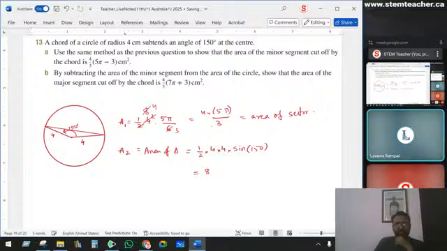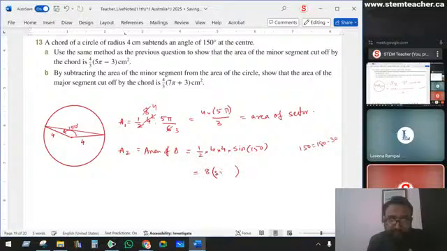What is sine 150? 150 is equal to 180 minus 30. And it is in the second quadrant. So in the second quadrant, is sine positive or negative? Positive. It is sine 30. What is sine 30? It is 1 by 2. So 8 into 1 by 2 is equal to 4.